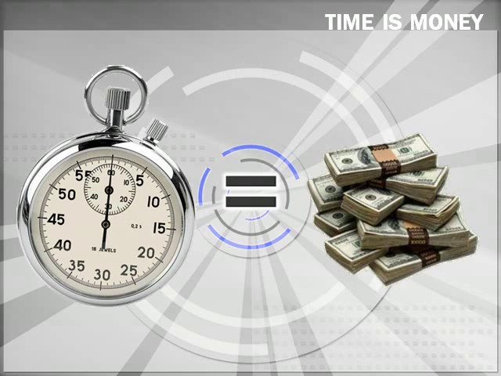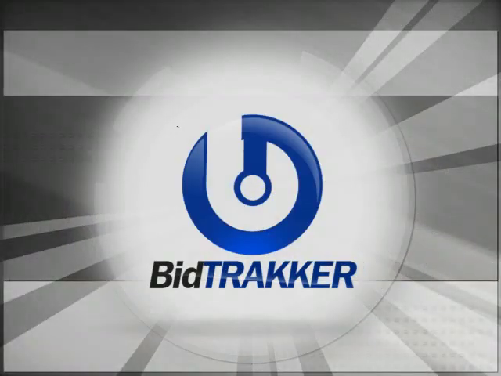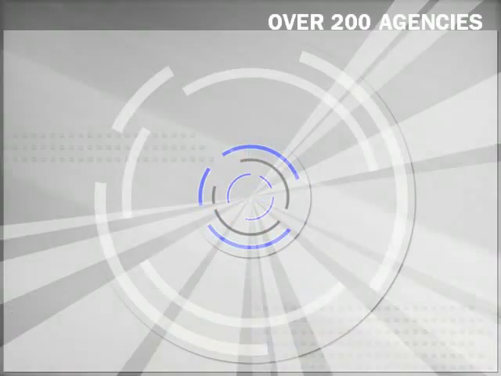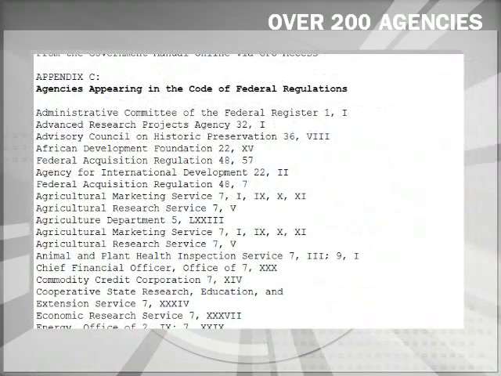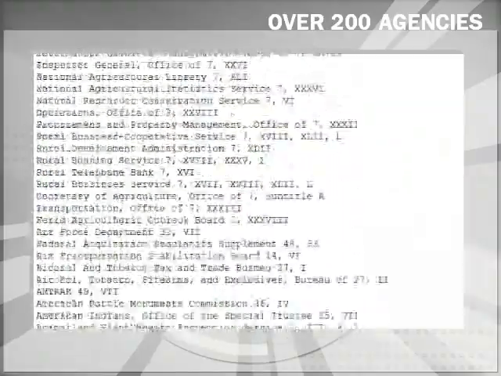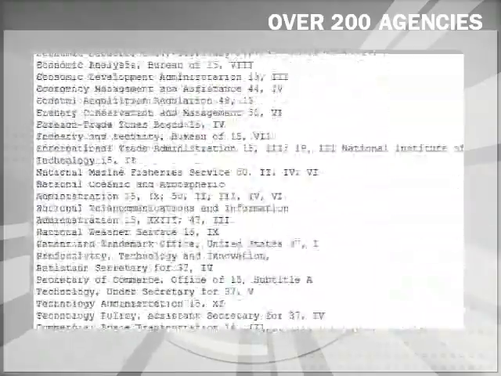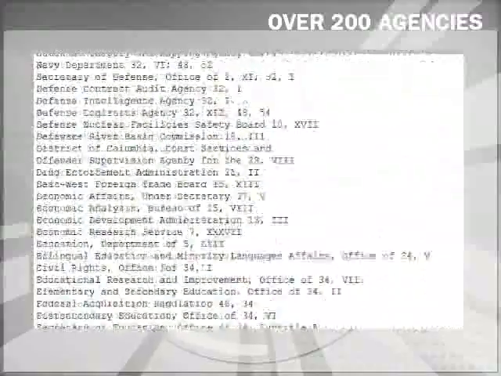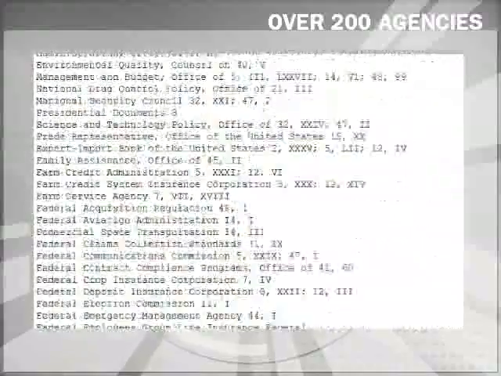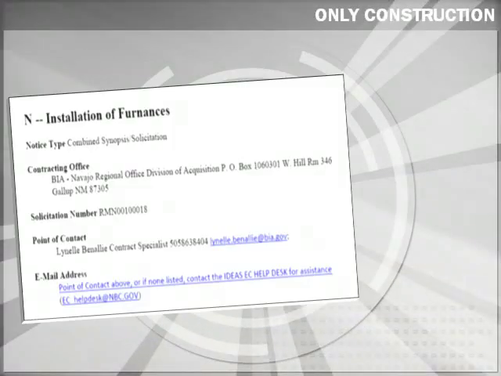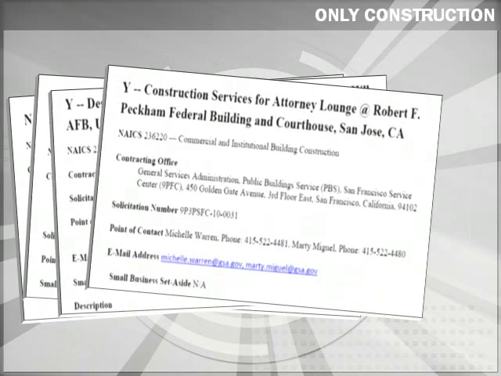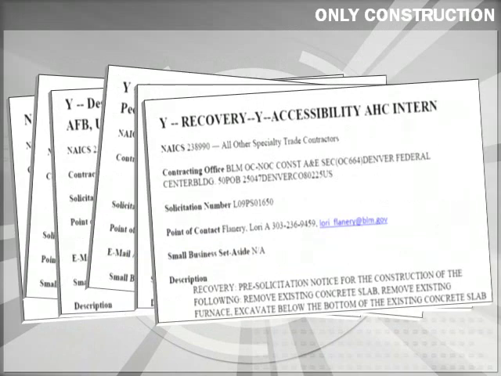We fully understand that because it was that way for us too, until we solved the problem by creating a new tool that we call BidTrakker. Here's the way BidTrakker works. There's over 200 federal agencies, and every day each agency sends their purchase requirements valued at over $25,000 to FBO.gov. BidTrakker filters the data, capturing only the construction opportunities, and then distributes the information into a proprietary database.